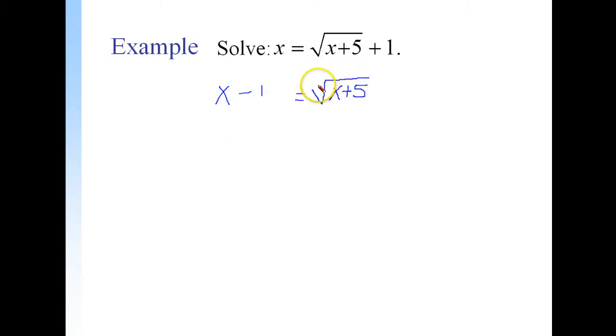Now, the index number here is 2. So we're going to raise this to the second power, and we have to do the same thing to the other side. So again, the nice thing about this is it just becomes the radicand. And this we're going to square using that binomial squaring method. So x squared minus 2x plus 1.